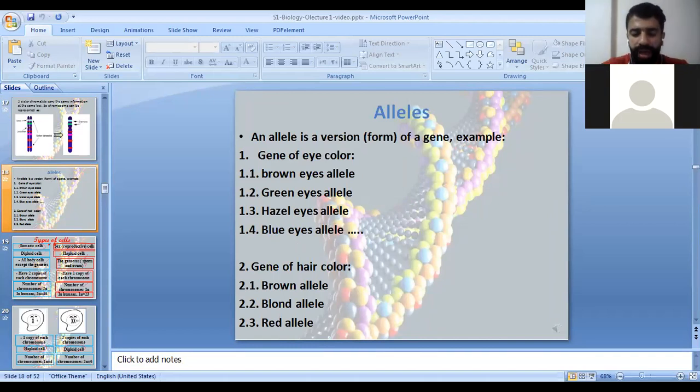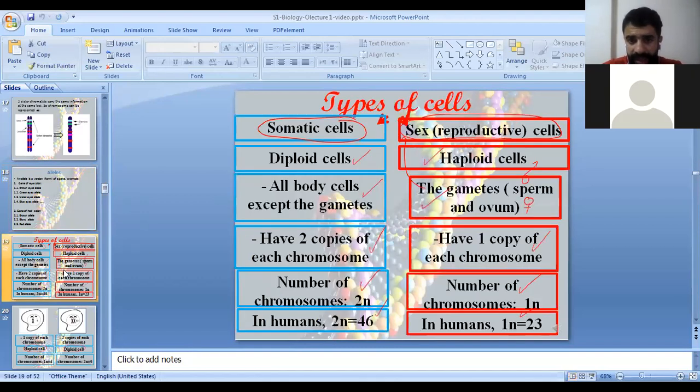Let's make it simple. How can we distinguish between allele and gene? Let's say the gene is the Mercedes car model. Mercedes contains C350, C190E, C320, and so on. So these models or these versions are called the alleles. For example, for the gene of hair color, we have the brown allele, the blonde allele, the red allele, the black allele, and so on.